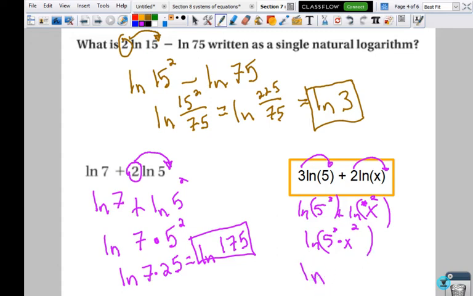So I have 5 to the 3rd times x squared. I can't really do much with that, except I can do 5 to the 3rd. Raven, what's 5 to the 3rd? Careful, this is 5 to the power of 3. So it is 5 to the 3rd, not 5 times 3. Yep, 125. So I'll have natural log of 125 x squared for my final natural log. Not too bad. You guys have basically done this before. We're just adding in natural logs now.